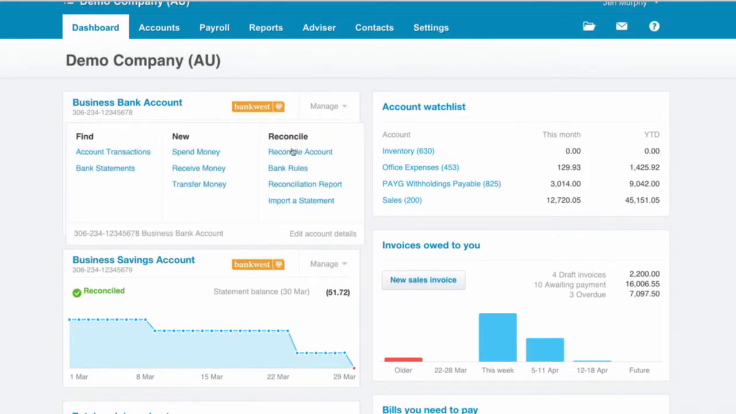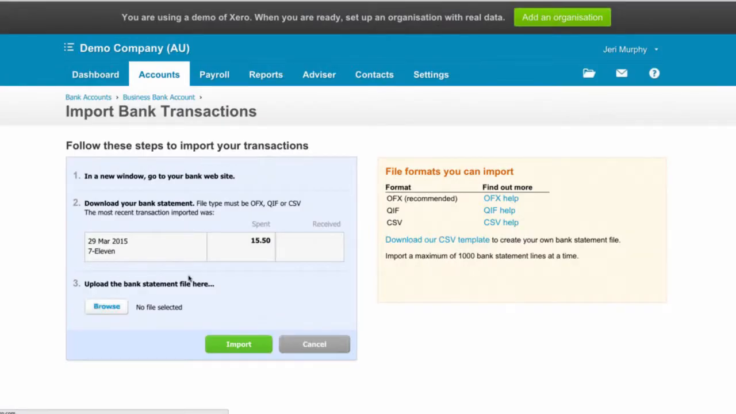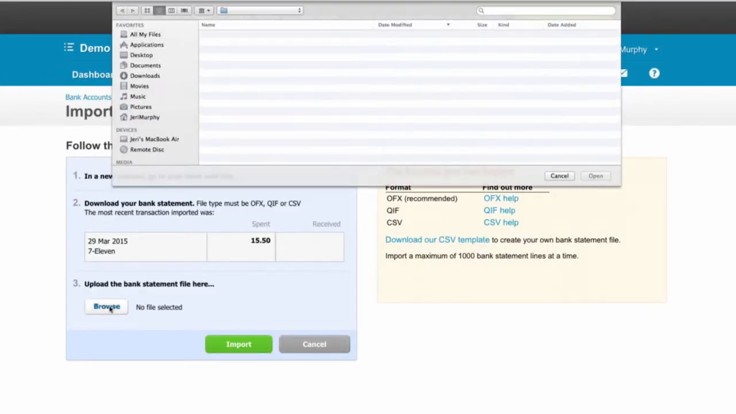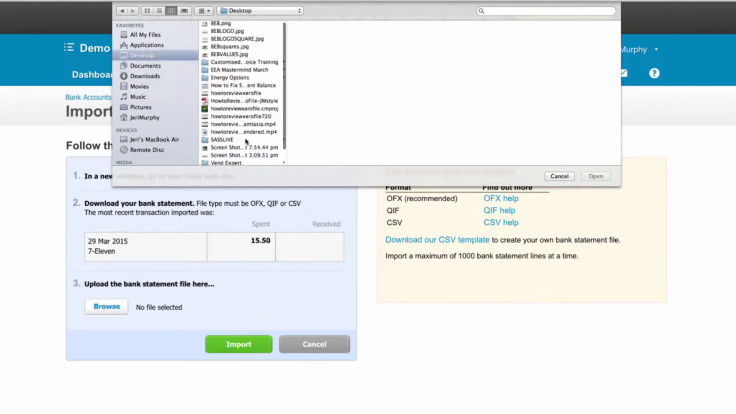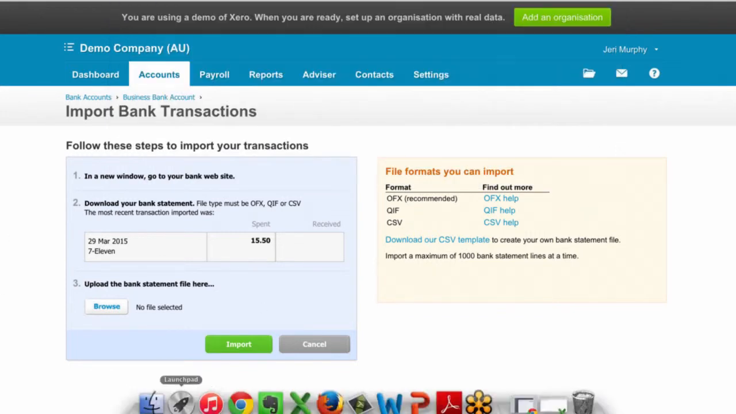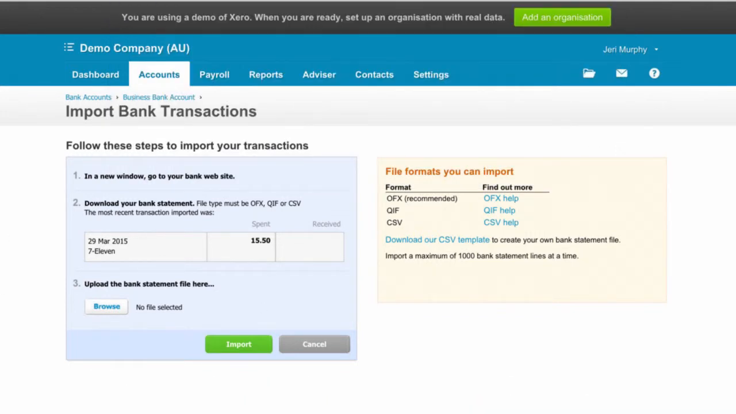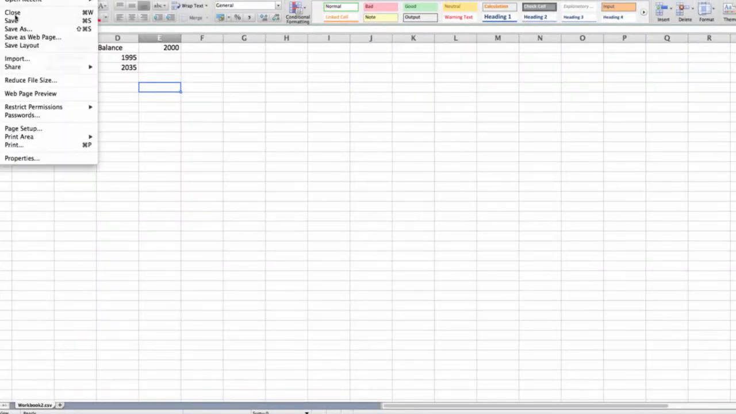If you go to here to manage account and then import a statement, we'll go to browse. I'm not sure where I just saved that file. Hang on a minute, I'll save it somewhere more useful. It's probably in one of my other folders. Open. We'll save it on the desktop, then I can find it.